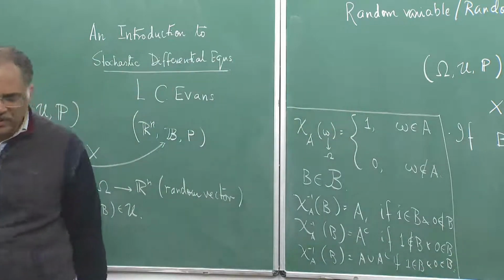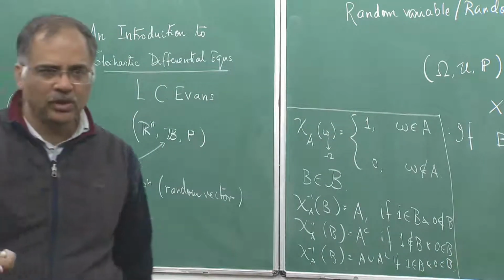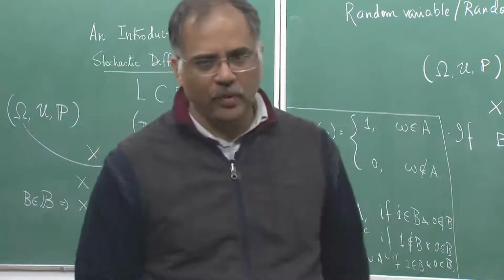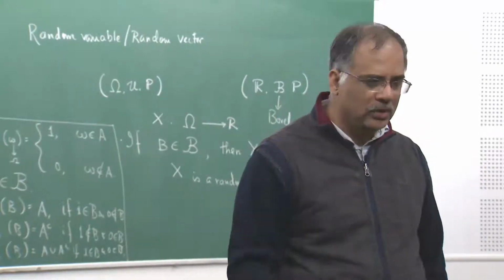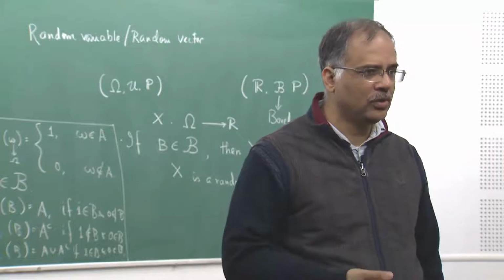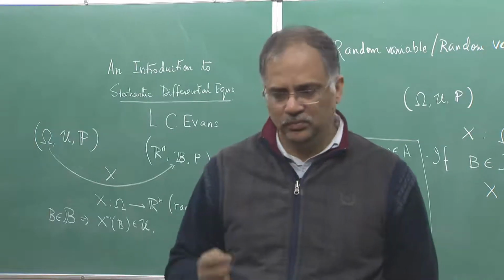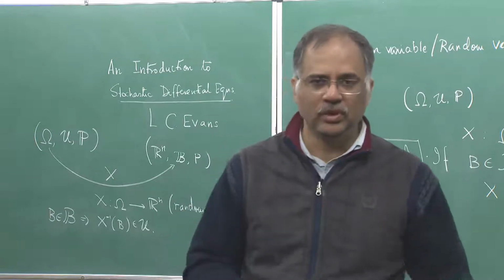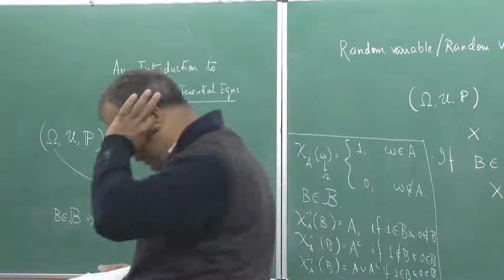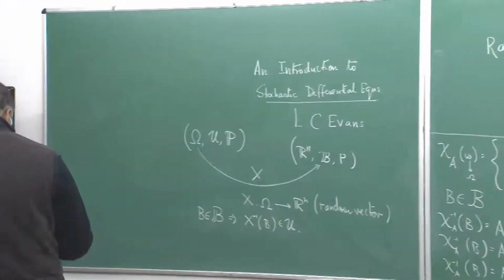This is one example. Other simple examples are head and tail. When you toss a coin, let us denote by random variable the number of heads that come when I toss a coin. It can be either 0 or 1. That's the sort of thing. So, that is the way you define a random variable.